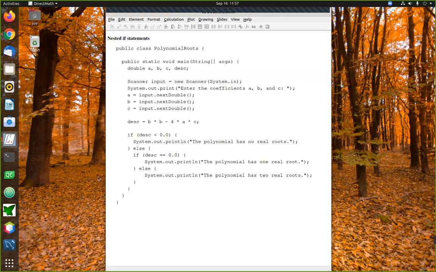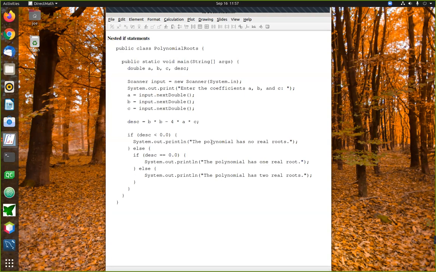The most common scenario in which this happens is one in which you start out by asking a question. In this case, the first question we ask is: is the discriminant negative? If the answer to that question is true, we know immediately what we need to do. We can just print a message saying that the polynomial has no real roots. End of story. The situation is fully determined.